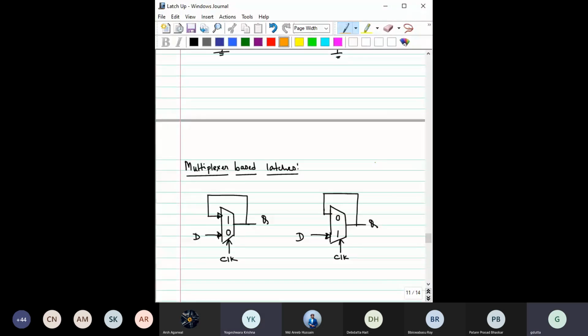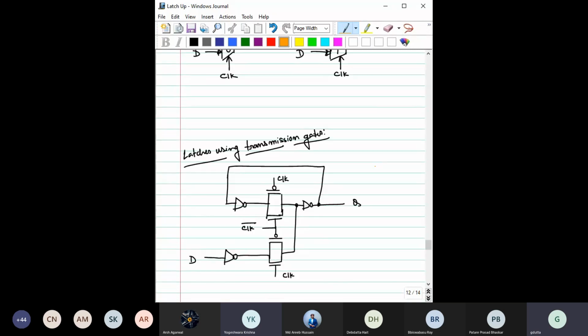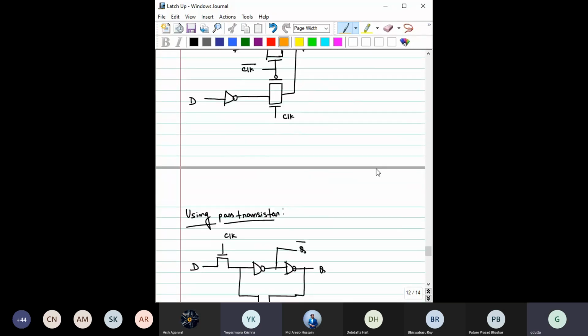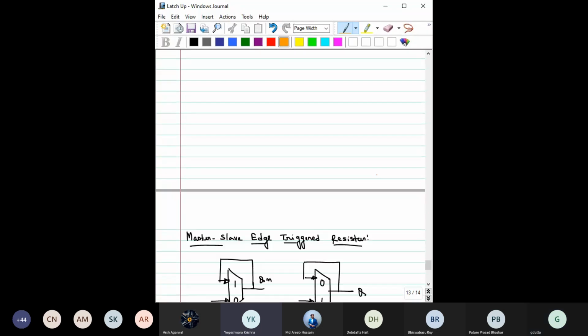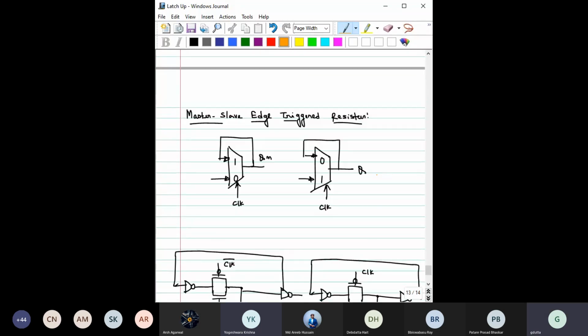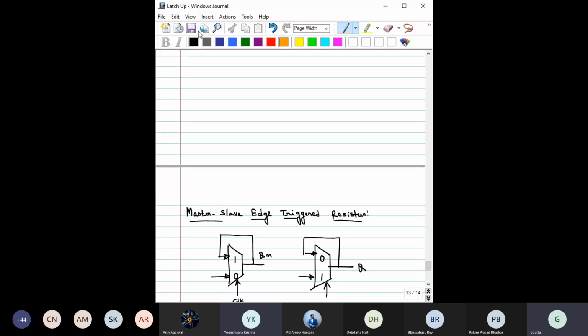I thought of completing the multiplexer based latch, latches using transmission gate, fast transistor, master slave flip flop, all this. So anyway, not able to complete.